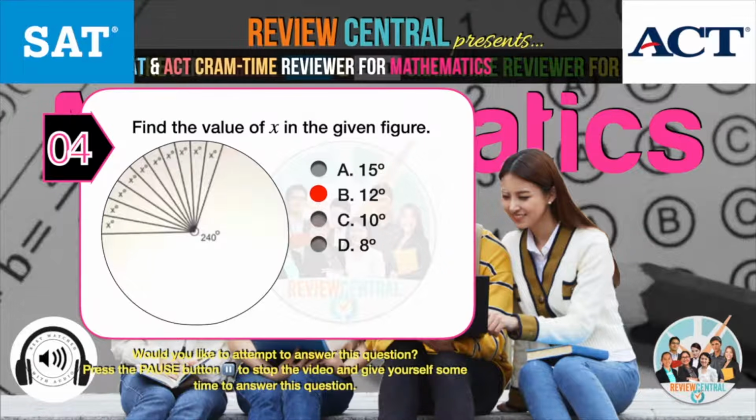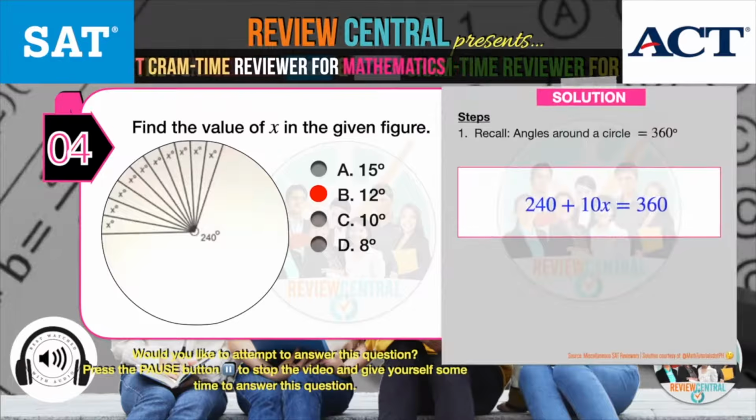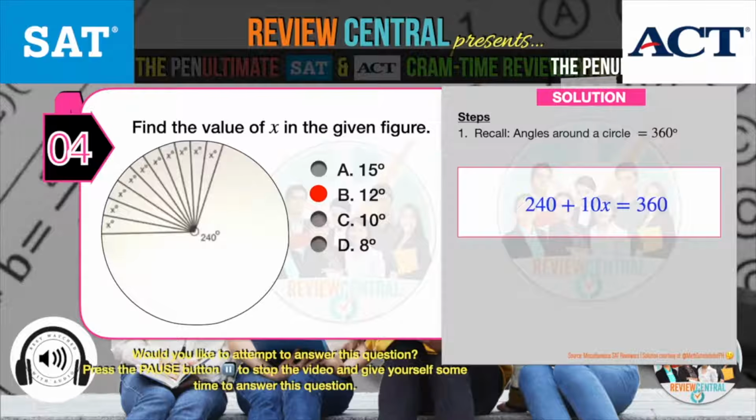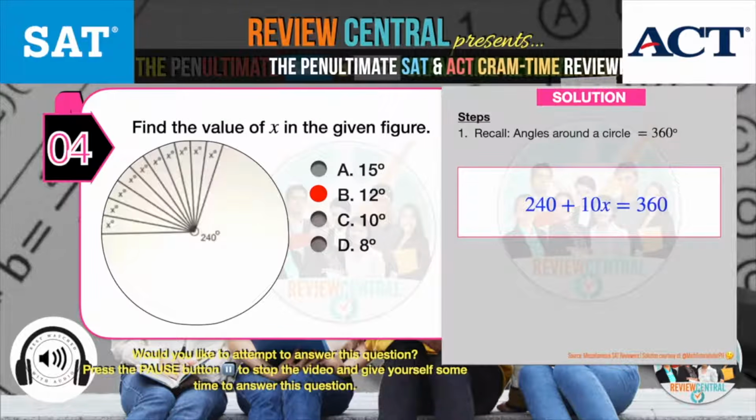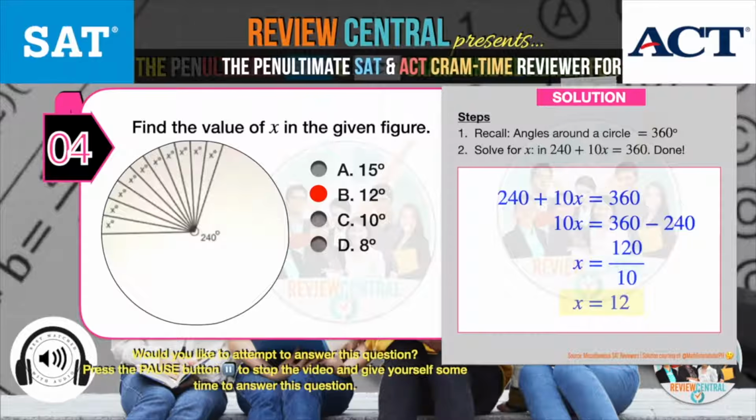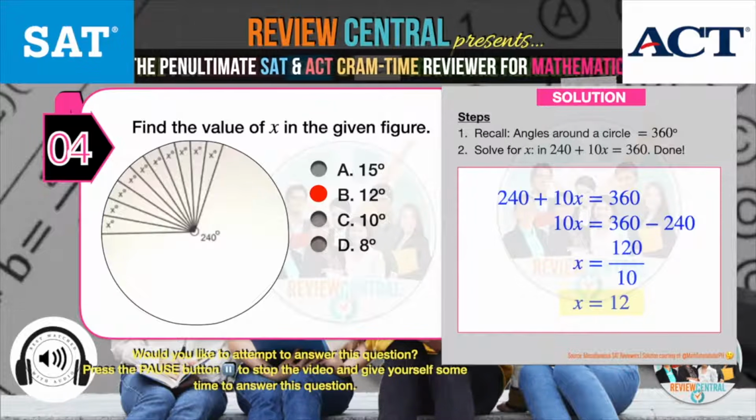12 degrees. Recall that when a circle is sliced into any number of pies, the angles of all the pies must equal 360 degrees. In our given figure, the angle of the biggest pie is given as 240 degrees, and then there are 10 smaller pies that are x degrees each. Therefore, 240 plus 10x equals 360. From here we simply solve for x, which is equal to 12 degrees. Done.